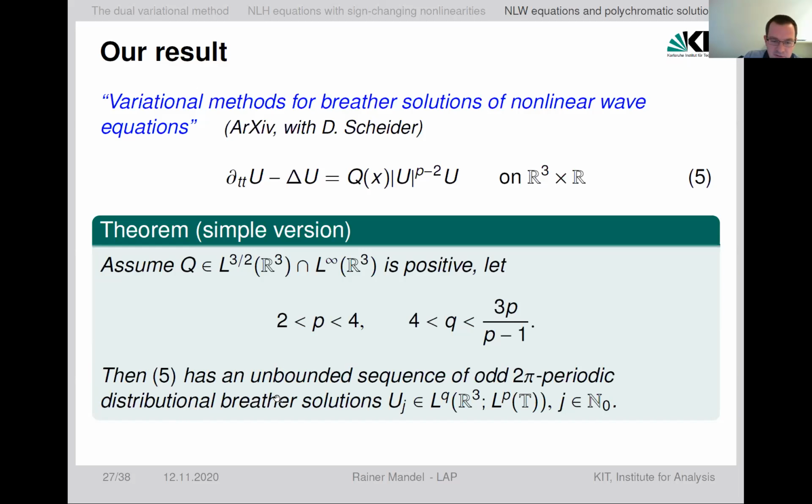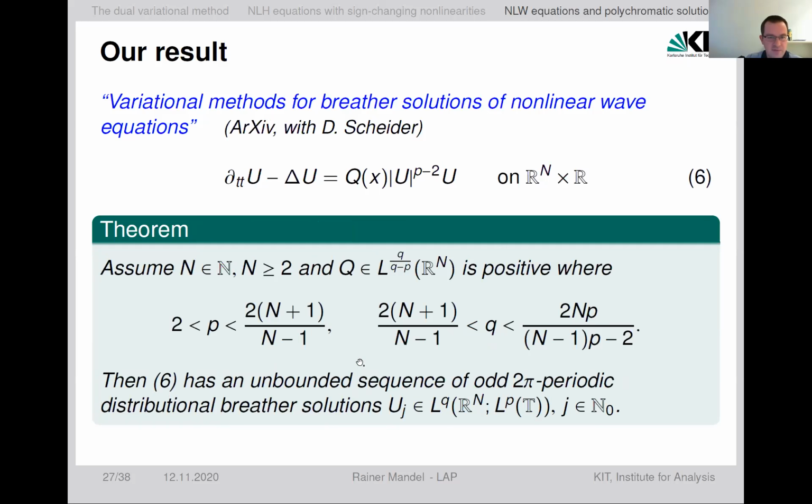So here, this has many features which the previous results do not have. And let me comment on a few, but before, let me say there's also a more general version of it in arbitrary space dimensions. Again, you have this Stein-Thomas exponent, as we saw before. And again, under these more general conditions, we can prove the existence of breather solutions.